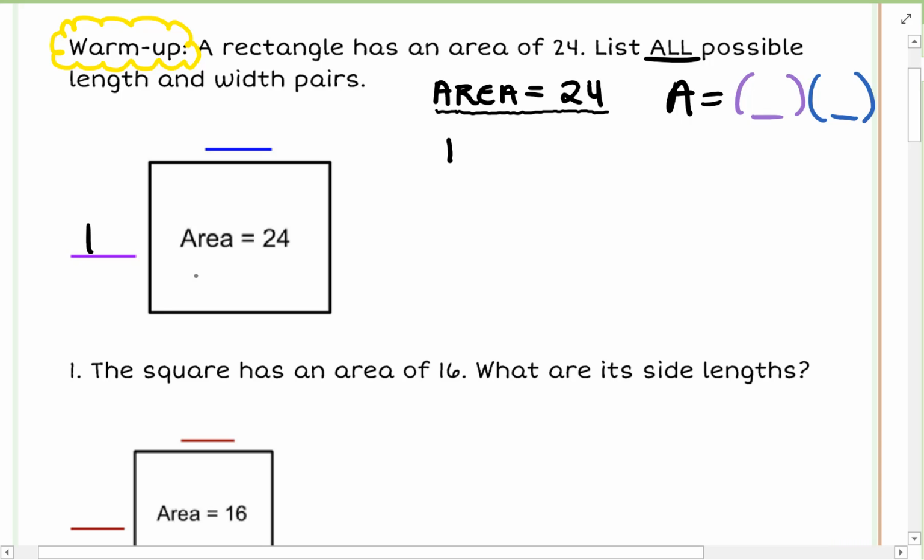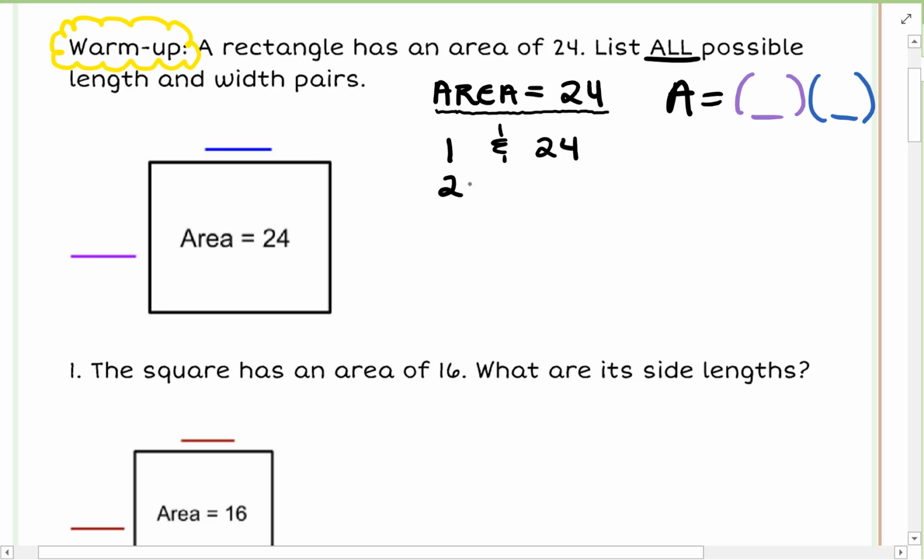And let's say that if 1 is my width, then what is my length? 1 times something is 24. Remember, the area of a rectangle is length times width. Well, I know that 1 times 24 gives me 24. So 1 length width pair would be 1 and 24. That could be the length is 1 and the width is 24, or the width is 24 and the length is 1.